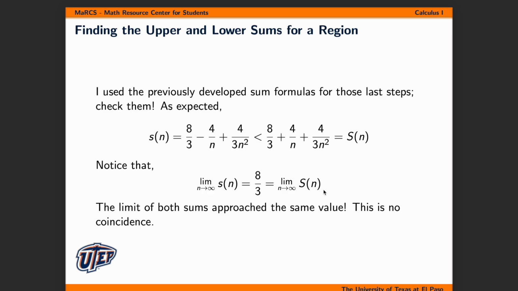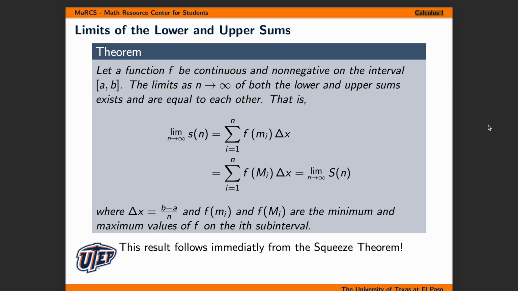So we notice that as we take the limit as n goes to infinity of both the lower and the upper sum, they both go to 8 over 3. So the limit of both sums approached the same value. So this is no coincidence. Now we have a theorem that goes over what we just saw.